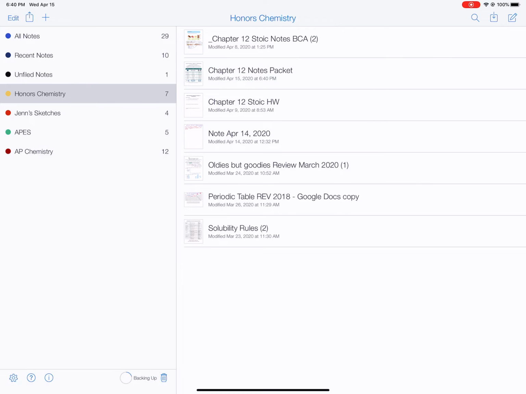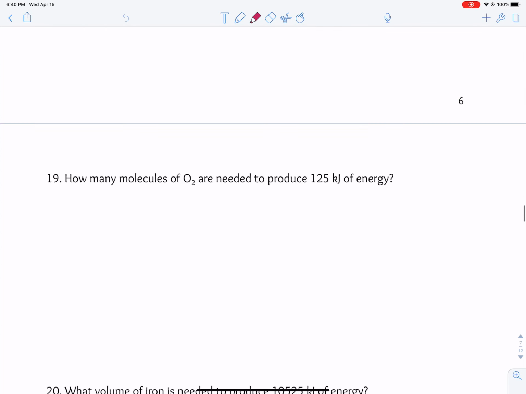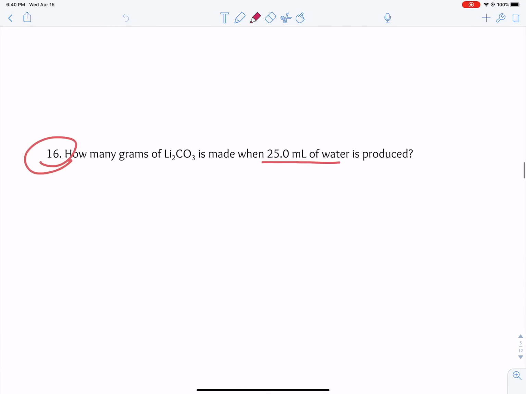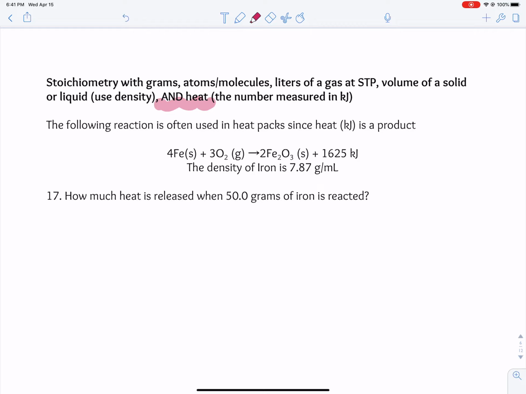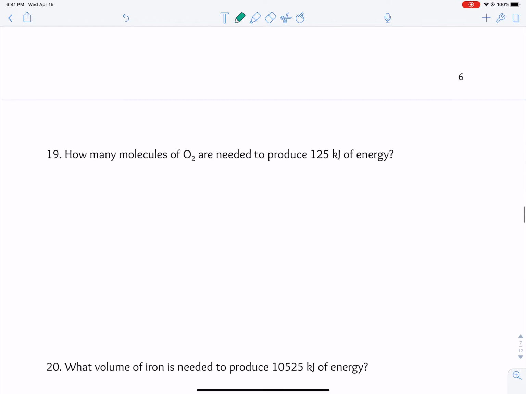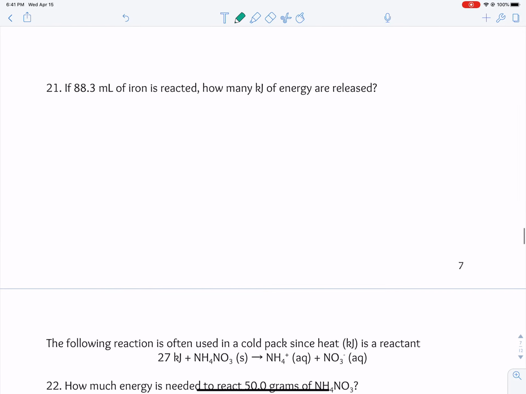If you go to the homework packet, what are we doing for homework on this? Okay, we've done up to number 16. You can see that the next headline here says add heat. So we're doing 17, 18, 19, 20, 21. Okay, so up through number 21 today in your homework packet, answers will be online.